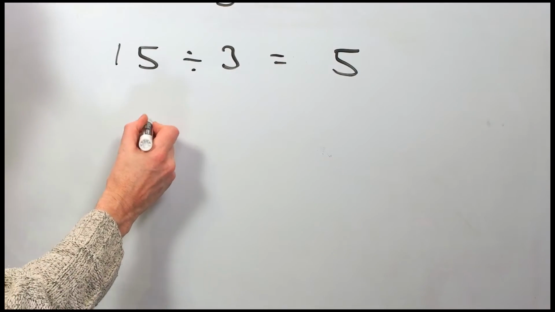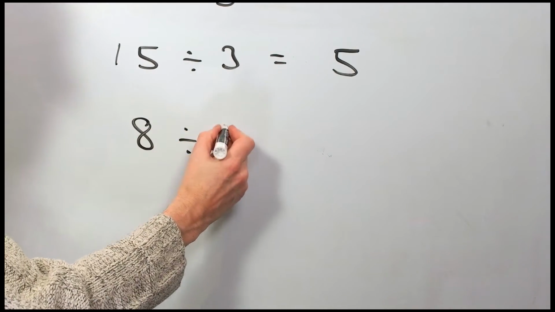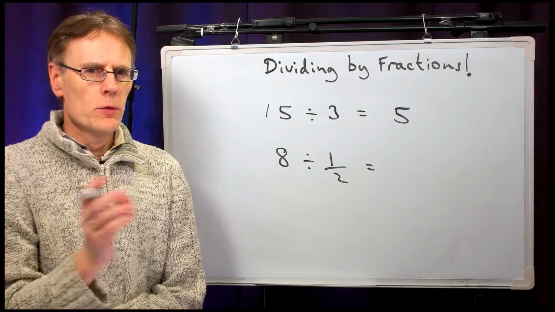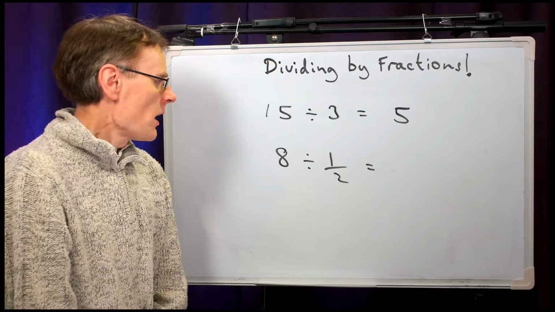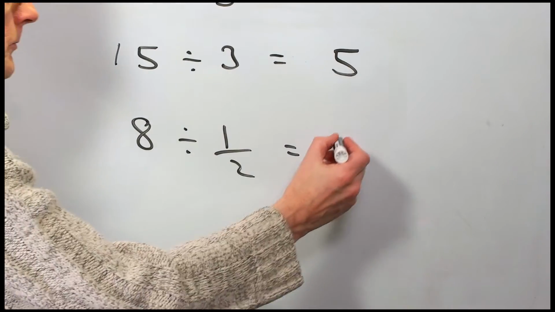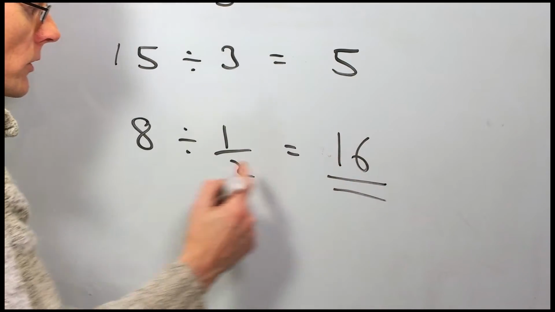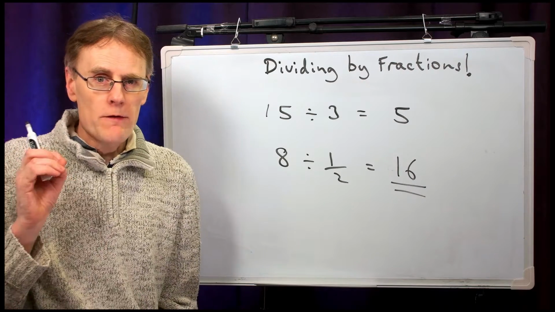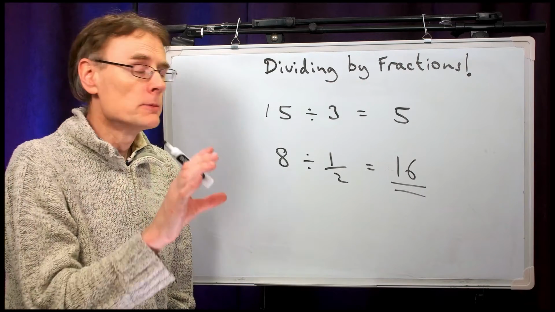Let's say we did 8 divided by a half. What does it mean, 8 divided by a half? What's the answer? The answer is 16. How many times does a half fit into 8? It fits in 16 times. The smaller the number you divide by, the larger the answer gets. So if you divide by a fraction, the answer gets bigger.